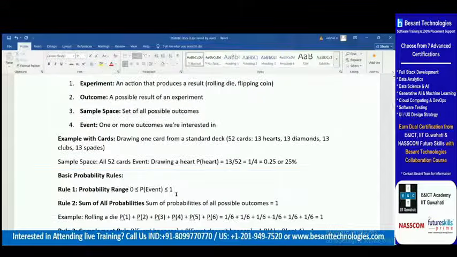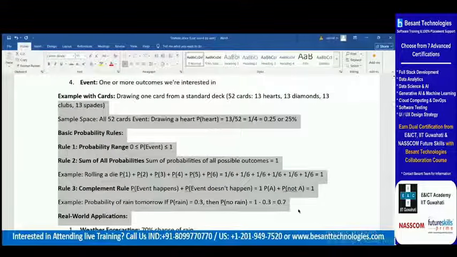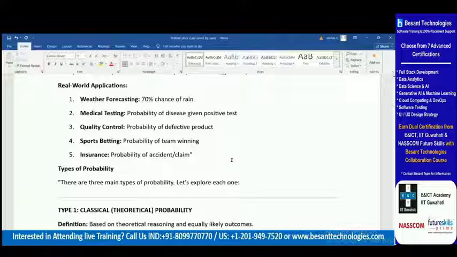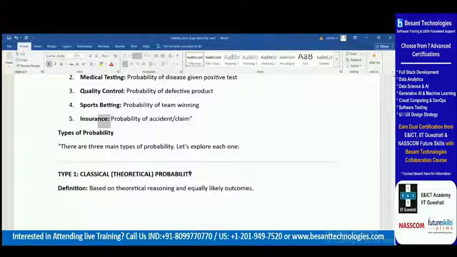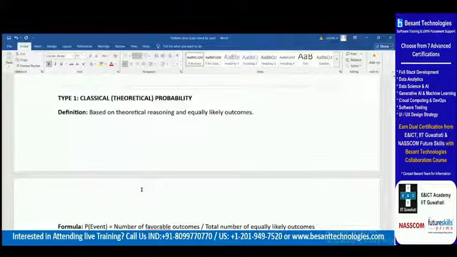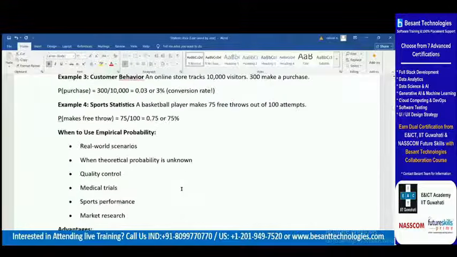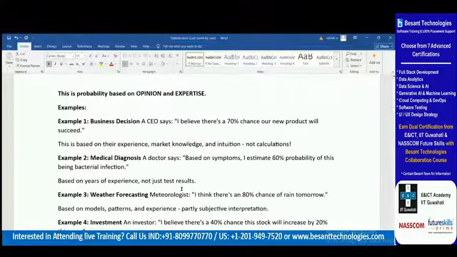So I've given a number of examples here. If you want, you can just go through all these things. Probability is used in weather forecasting, medical testing, quality control, sports betting, insurance and so on. And there are 3 types of probability. One is classical probability. Another one is empirical probability. Another one is subjective probability. Okay, so let's see one by one what each is.